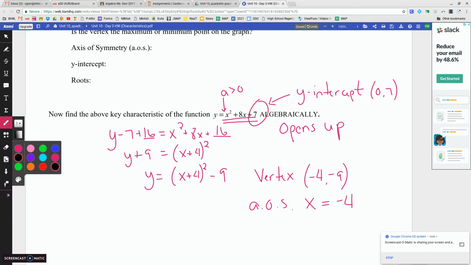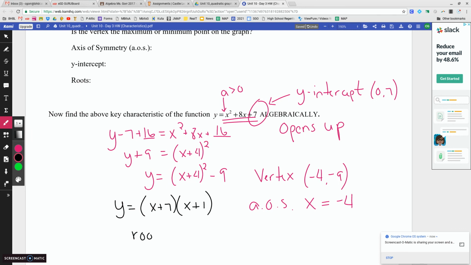And the last thing I'm going to need to find are my roots. In order to find my roots, I'm going to factor my equation. So (x + 7) times (x + 1), which then tells me that my roots are x equals -7 or x equals -1. So everything that I needed there was solved algebraically.